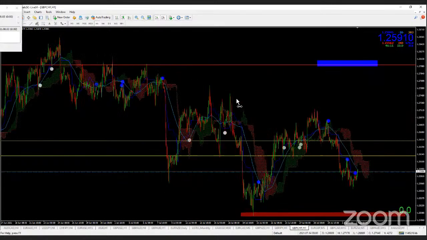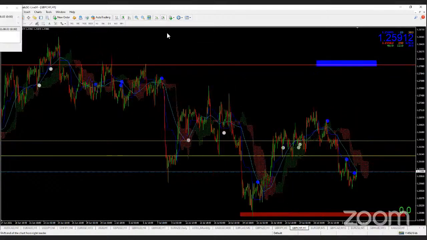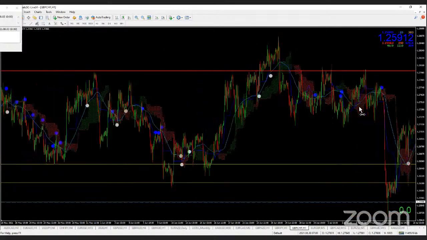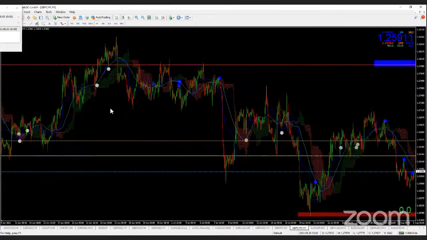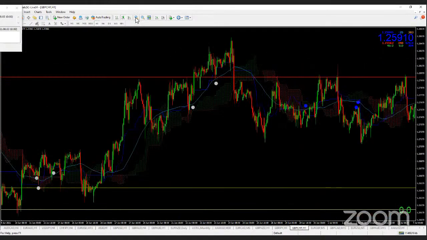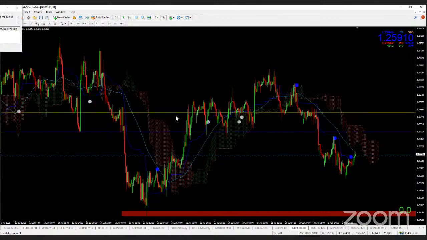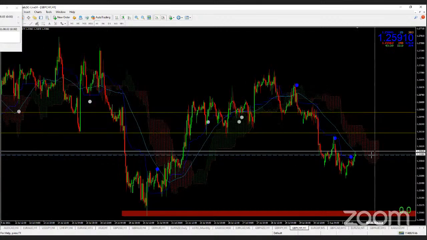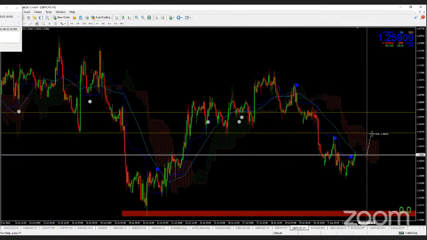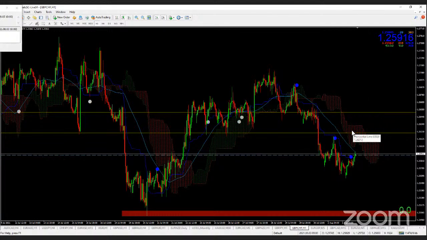TP2. Yeah, that's a good area as well. So TP1, TP2. TP1 is around about 30. TP2 is around about 60.